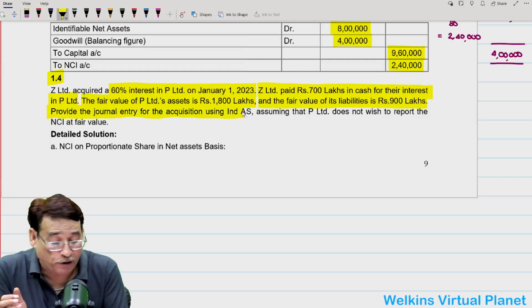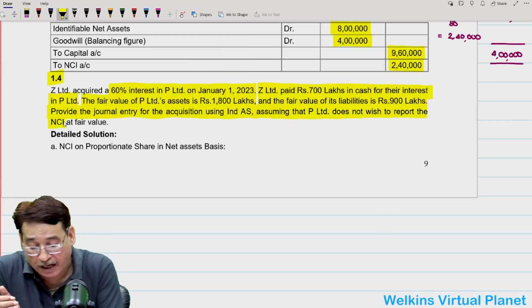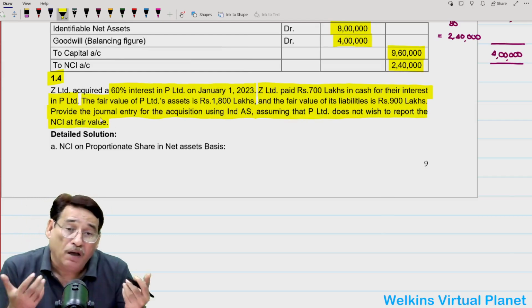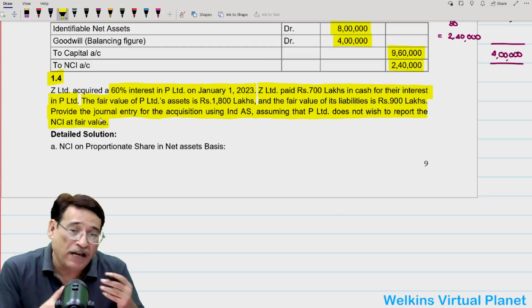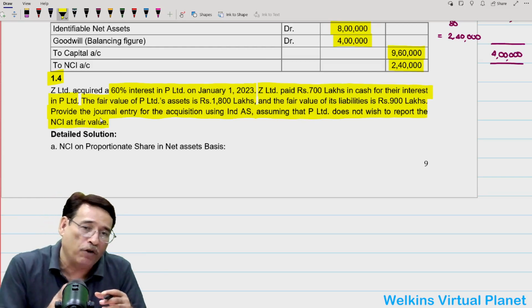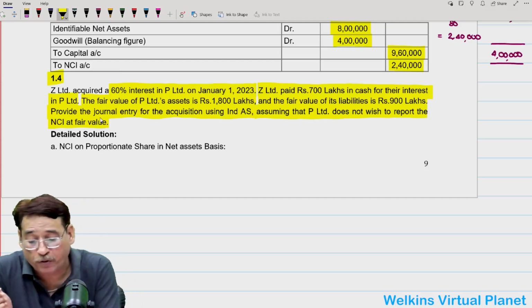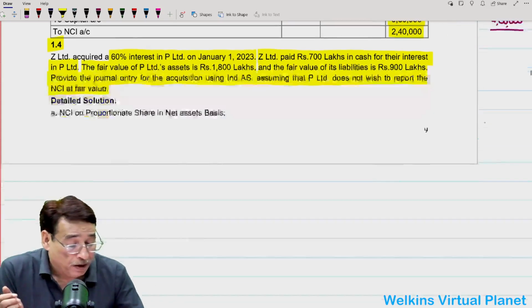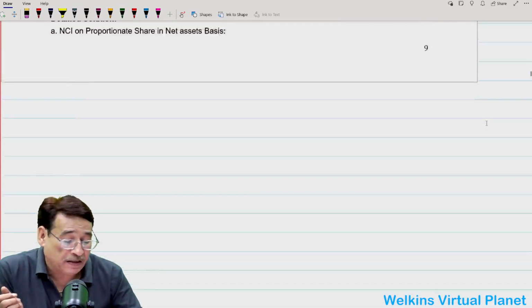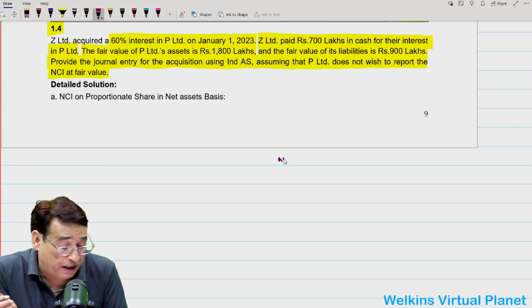journal entry for the acquisition using Ind AS, assuming that P Limited does not wish to report NCI at fair value. So in this case, if the company is not interested in reflecting NCI at fair value, indirectly it means we have to follow the PSNA approach. Isn't it? Correct? For example, in this case, if I am going to ask you how you are going to compute, first of all, you are going to write net identifiable assets on the date of acquisition.